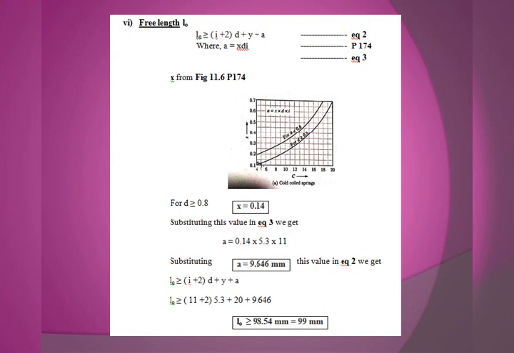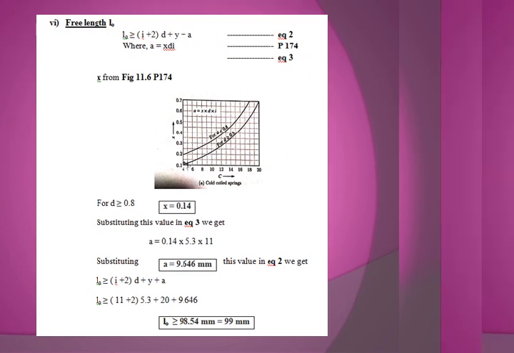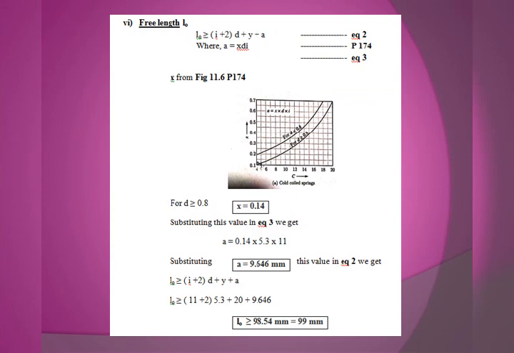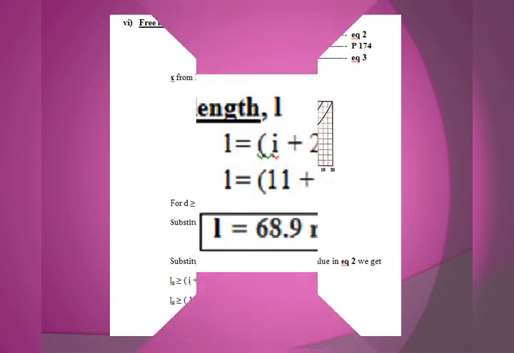Now we'll substitute this value in equation number 3. We are getting a is equal to 0.14 into 5.3 into the number of active turns, that is 11. So the value of a we are getting is 9.646 mm. Now we are supposed to substitute this value in equation number 2. We get L0 greater than or equal to i plus 2 into d plus y plus a, or 11 plus 2 into 5.3 plus 20 plus 9.646. So L0 is greater than or equal to 98.54 mm. You can either round up to 99 or keep it as it is, that is as per our wish.